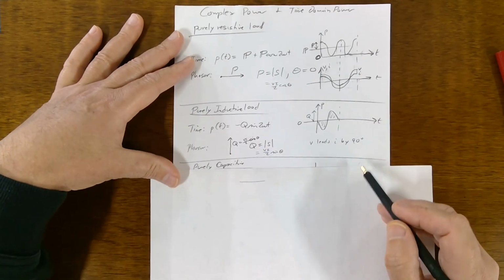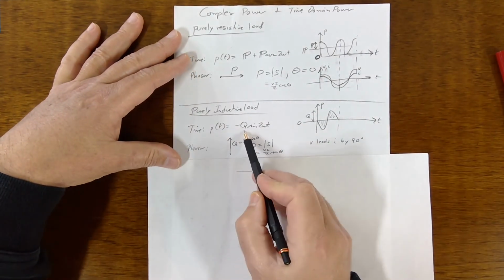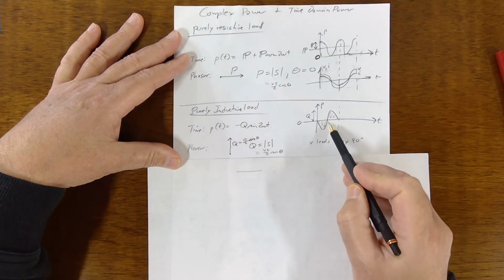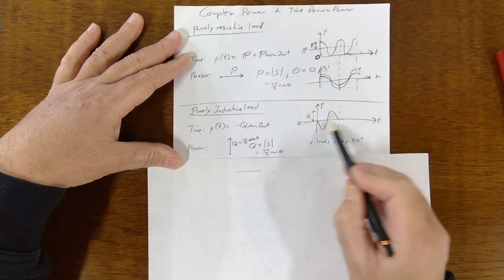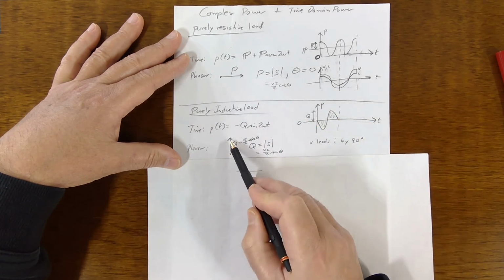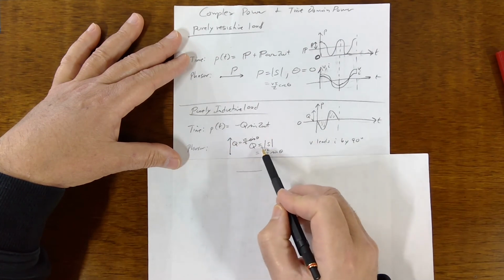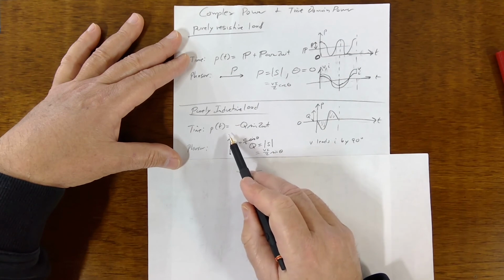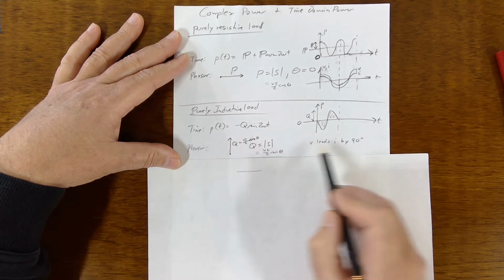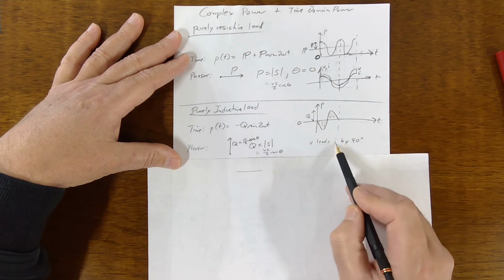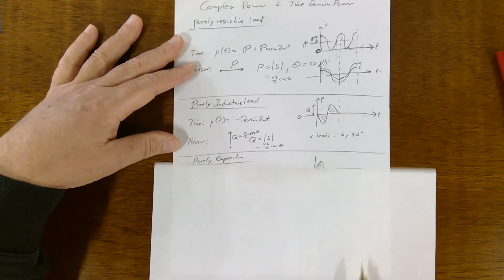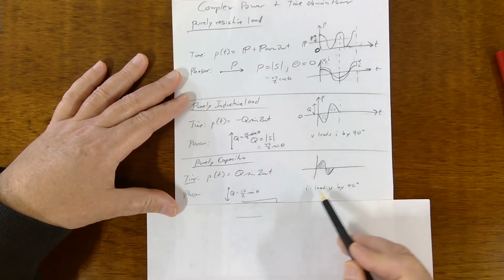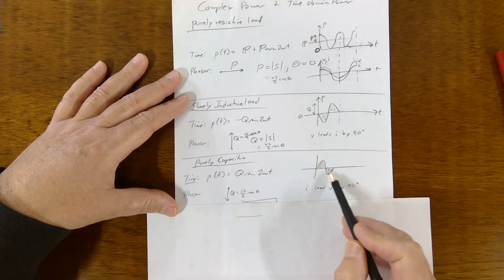All right. If it were a purely inductive load, then the time domain signal would look like this, minus Q sine 2 omega t. The power would be going out and then back in for a net of 0. Q would go straight up. So Q would be the magnitude of S. S would just be straight up, with theta being 90 degrees. And coincidentally, V leads I by 90 degrees. All right, if it's purely capacitive, then Q goes straight down. And I leads V by 90, and the average power is 0.